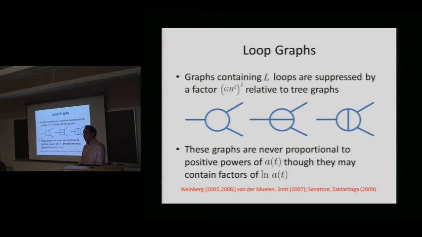I should point out right up front that these loop graphs typically are not going to be very relevant for observation because loop graphs are typically much smaller than the tree level graphs. To be specific, graphs containing L loops are suppressed by this loop counting parameter, which is the Newtonian G times the Hubble parameter squared. We know from the non-observation of tensor modes that this quantity is something like 10 to the minus 10 or even smaller. So these corrections are extremely small in terms of observation. So you might ask, why do we care? Why am I bothering to look at them at all?